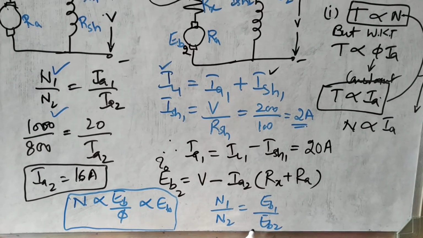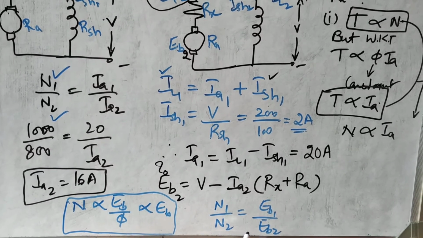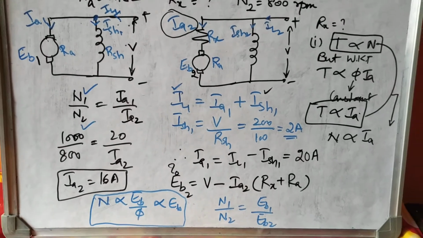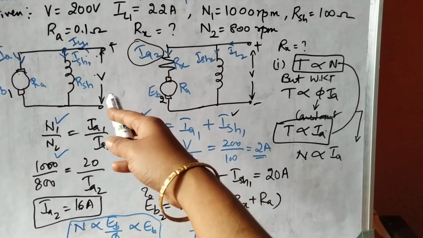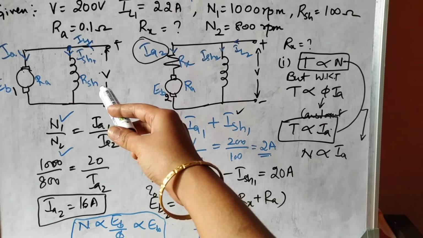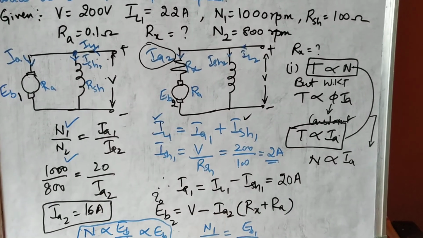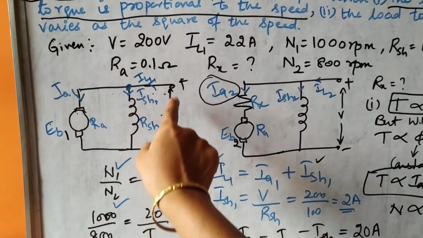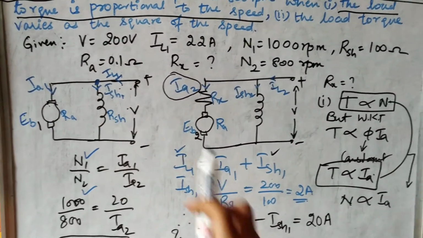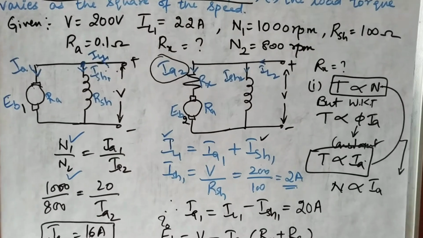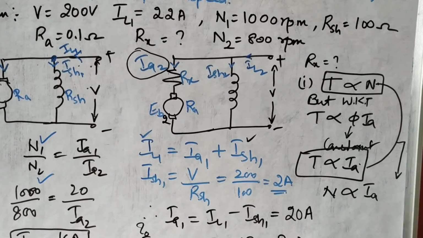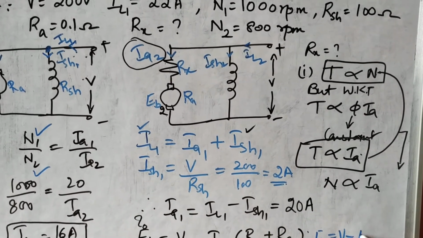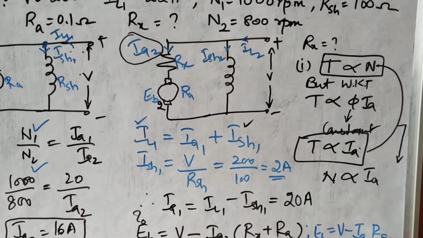So once again you have to write down what will be the EB1 equation. From this circuit, for the first circuit you have to find out the EB1 equation. Again I told you, just hide this portion and apply the KVL to this loop. So you'll get EB1 is equal to V minus IA1 into Ra.